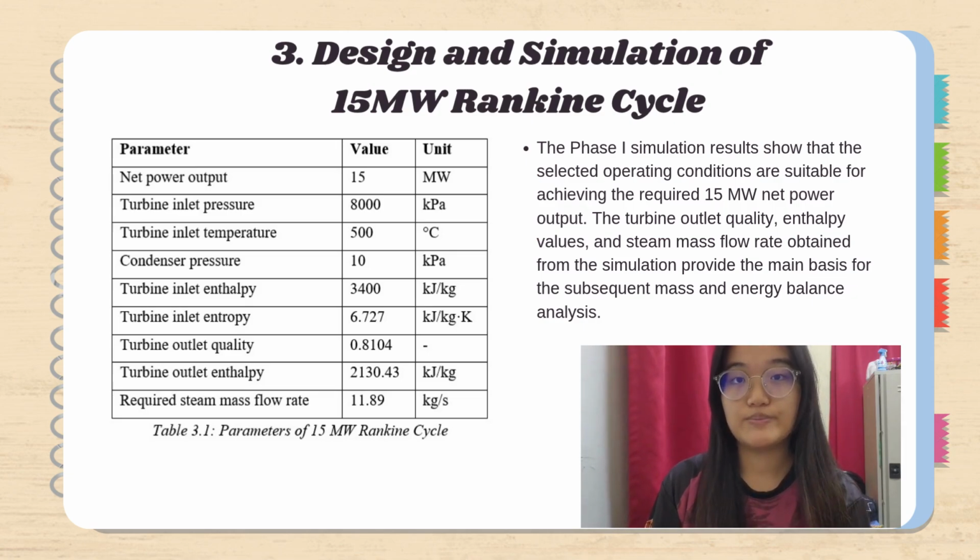This is important because high moisture content at the turbine outlet can cause erosion of turbine blades and reduce the efficiency of the turbine. Overall, the Phase 1 simulation shows that the selected operating conditions are suitable for achieving the required 15 MW net power output. The obtained values for turbine outlet quality, enthalpy, and mass flow rate were then used as the basis of the mass and energy balance analysis.